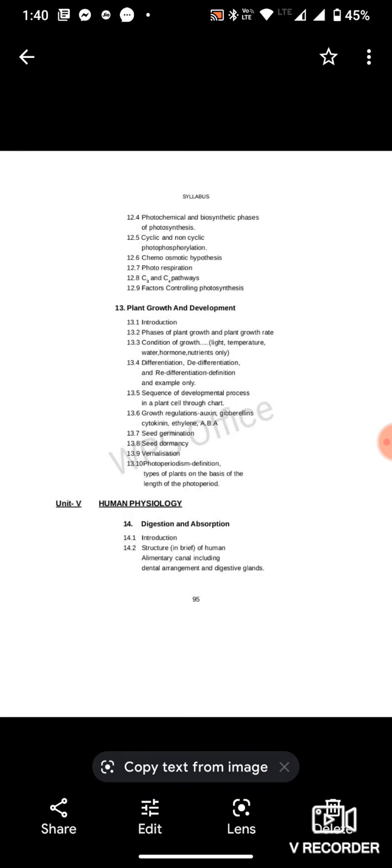Next chapter is plant growth and development. In plant growth and development, phases of plant growth rate, conditions of growth, differentiation, de-differentiation and redifferentiation. The important part here is sequence of developmental process in plant cell, flowchart. Growth regulation, there are many hormones like auxin, gibberellin, cytokinin, ethylene, ABA.